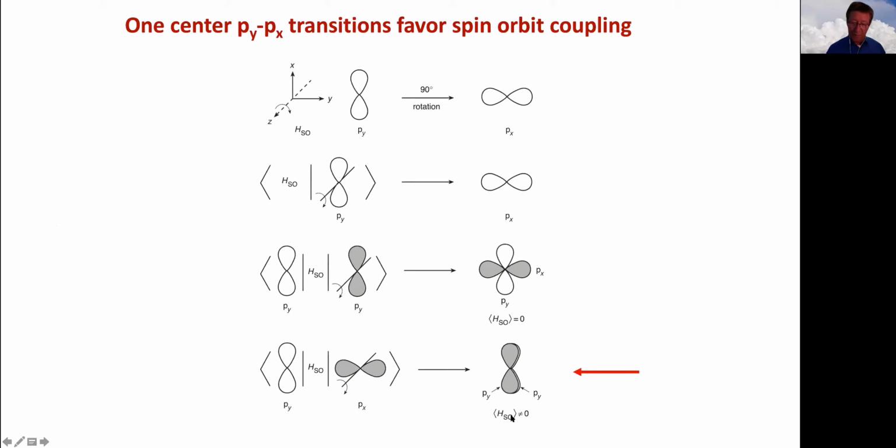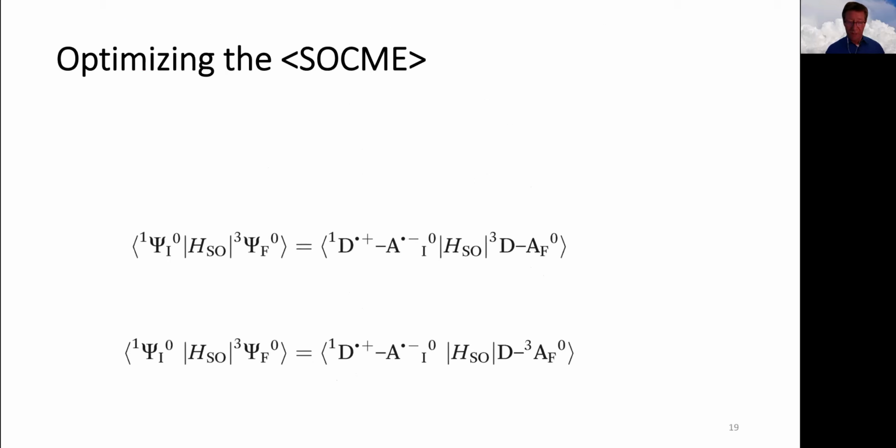So this implies that we have to put this picture onto the donor acceptor materials, and we have to optimize what we call the matrix element for spin orbit coupling. And so here this represents the matrix element where you go from a singlet charge transfer state to a triplet state, and the triplet state can either be located on the donor or on the acceptor.